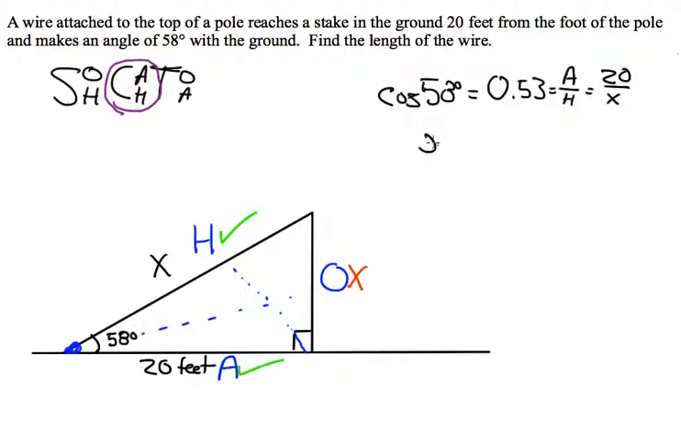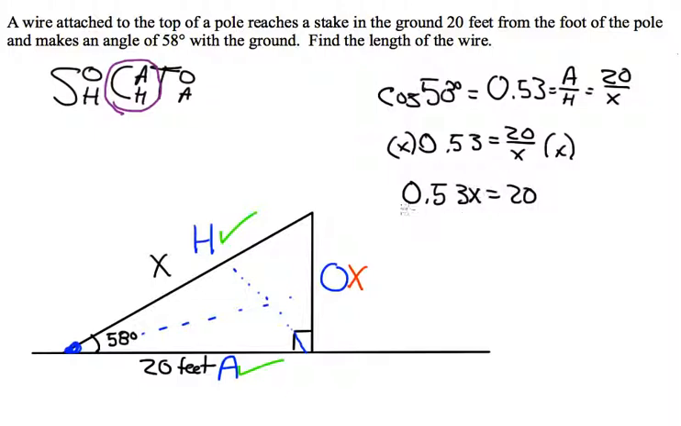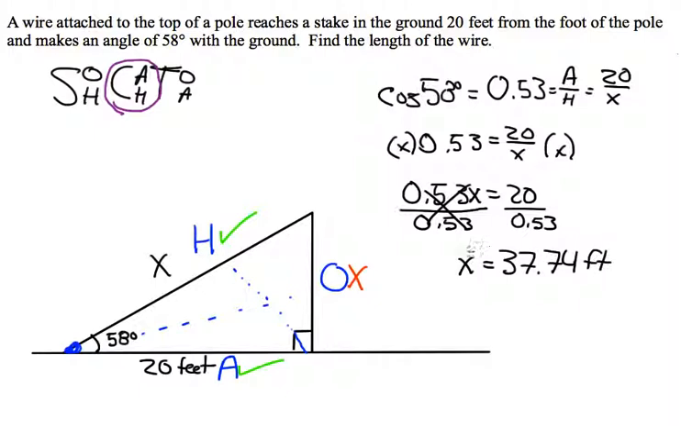So if I have 0.53 equals 20 over x, if I multiply both sides by x, I will get x out of the denominator on the left. And so I have 0.53x equals 20. If I divide both sides by 0.53, on this side these cancel and I'm left with x. On this side I end up with 37.74 feet. This one didn't ask me to round, so I'm just going to leave it as 37.74 feet as my final answer.